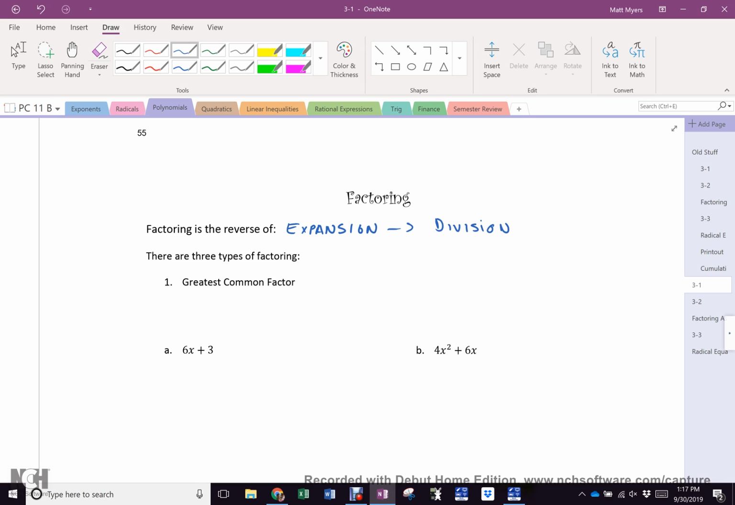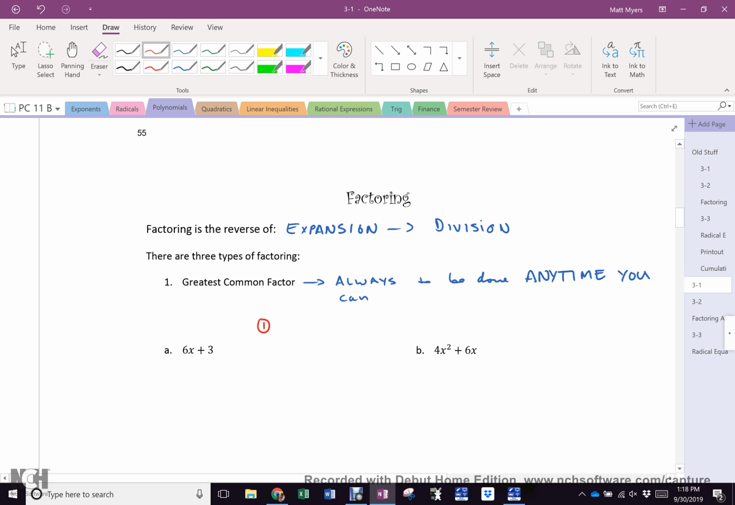The greatest common factor is the first and easiest one because you can just look at it and see it. Greatest common factor is always to be done anytime you can. If you see a spot you can do the GCF factoring, you need to do it at any given time. Doesn't matter when in the question, do it. Okay? And it's always the same thing.